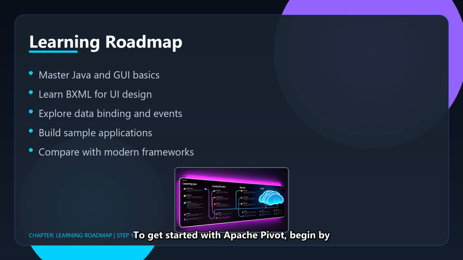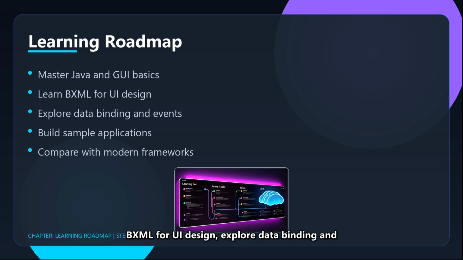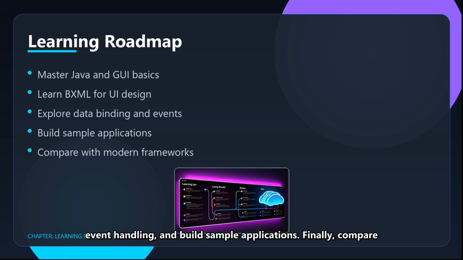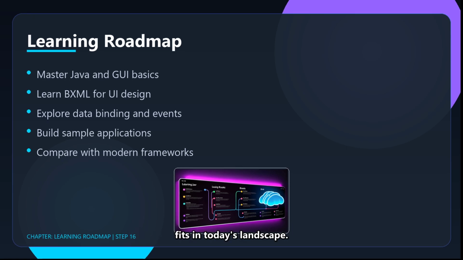To get started with Apache Pivot, begin by mastering Java and basic GUI programming. Then, learn BXML for UI design, explore data binding and event handling, and build sample applications. Finally, compare Pivot with modern frameworks to understand where it fits in today's landscape.